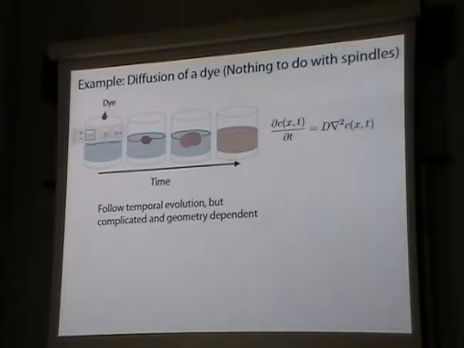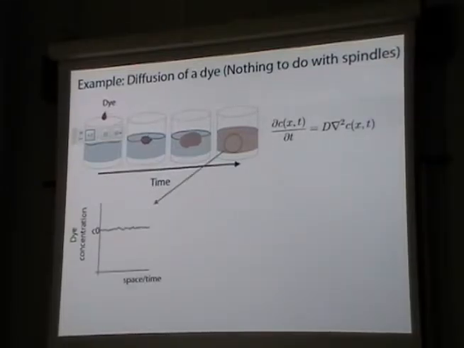One thing you could imagine doing is going to a lab, dropping some dye in a beaker, and watching how it spreads to see if it follows this equation. If I measure the density every time and see how it evolves, and this is true. Experimentally, that's incredibly hard to do, because the way it spreads depends on exactly how you dropped it in, what the boundary conditions are, and all these details, which are really hard to control properly in an experiment.